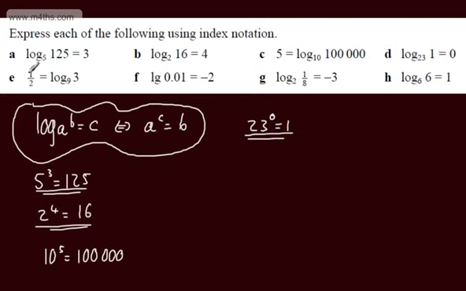Now we know that 9 to the half power is equal to 3, so we can write now the exponential equivalent is 9 to the half power is 3. That's the square root. So all I'm doing is switching the form.